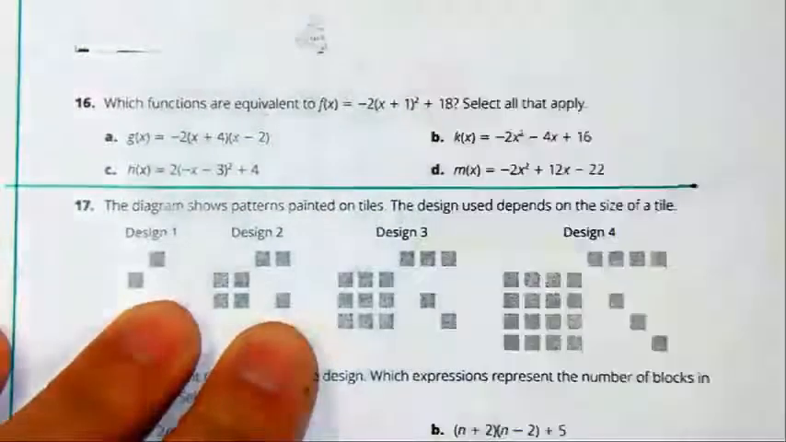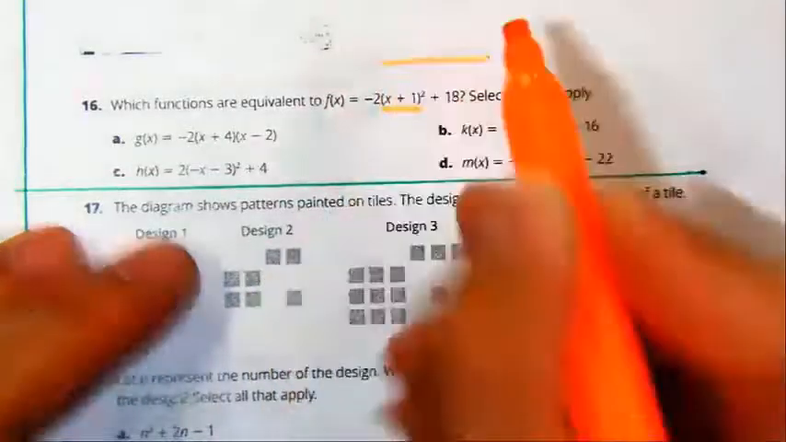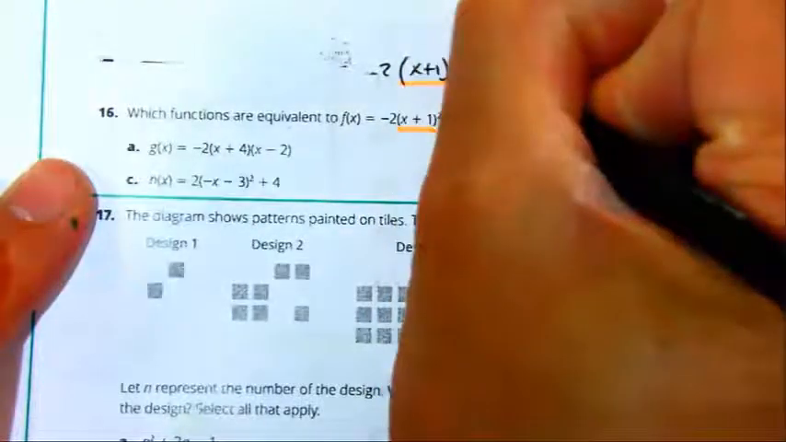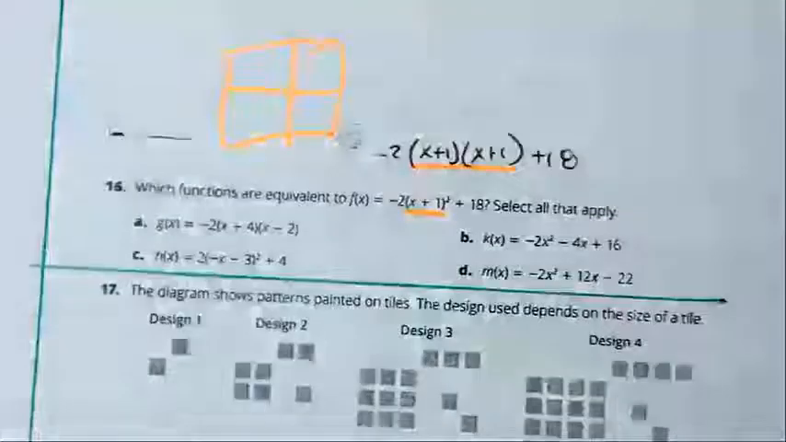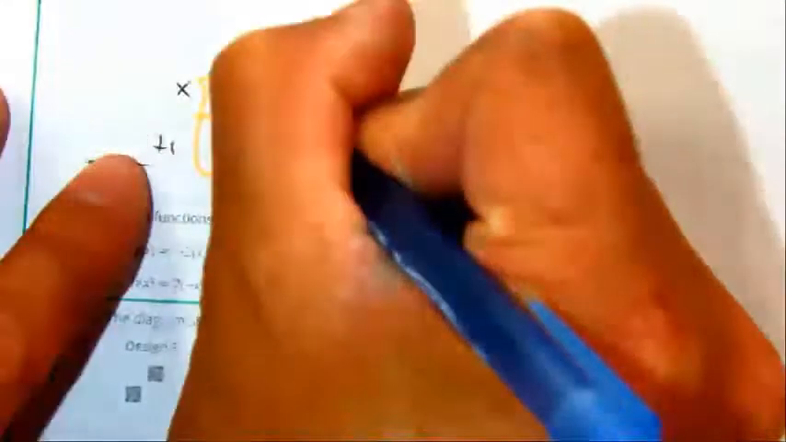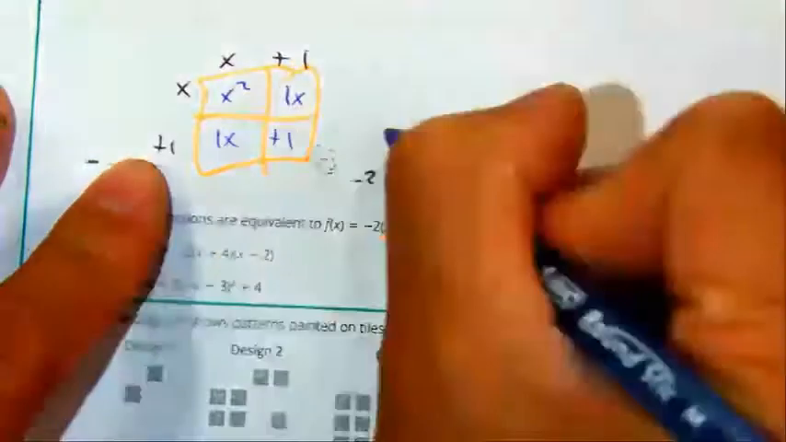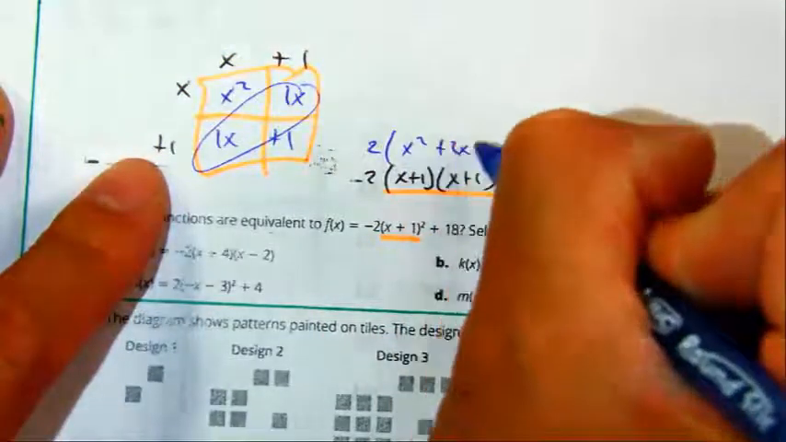Alright, so let's just go ahead and multiply that out. Remember, (x plus 1) squared basically means (x plus 1)(x plus 1), and then we have negative 2 times (x plus 1), and then plus 18. So I'm going to use the box. I've got x plus 1, x plus 1. I'm going to multiply, and then combine like terms. x squared plus 2x plus 1 plus 8.